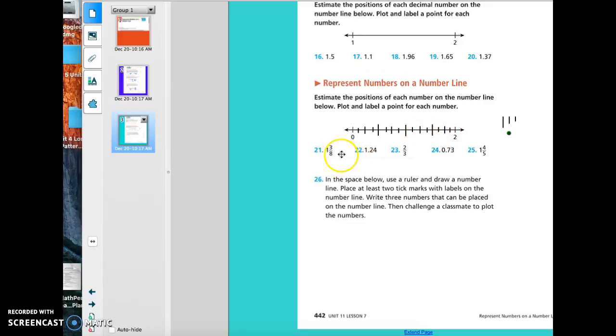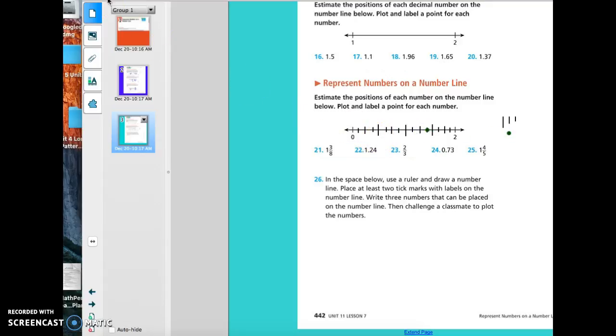So let's place these ones that we can. 1 3/8. So I know this is 1. I know there's 8 sections, 1, 2, 3, 4, 5, 6, 7, 8 before I get to 2. So I'm going to go over 3 of those to get that spot. So 1, 2, 3/8. 1 3/8. Place that one right there.